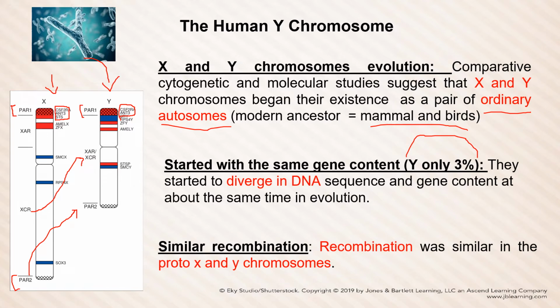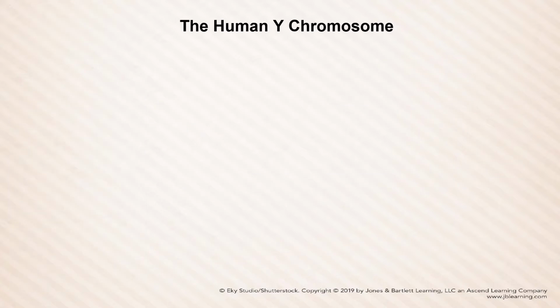And very important is that in the past, the recombination between the proto X chromosome and the proto Y chromosome was similar. And this is something important because right now, although there is a region for recombination, it's much smaller than it used to be. So now I'm going to give you more small facts about the Y chromosome.